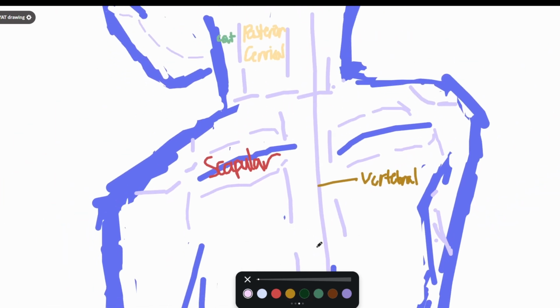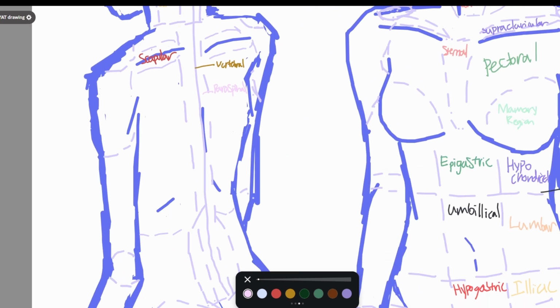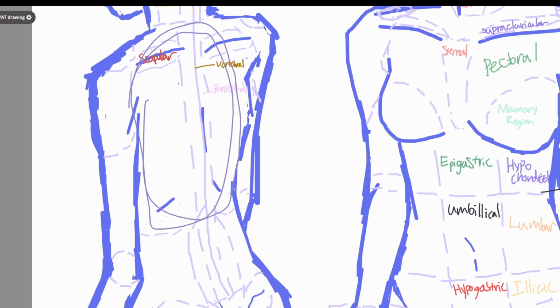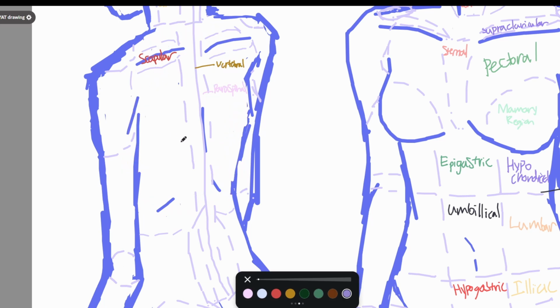And weirdly enough, the area that's up next to the spine, running parallel to the spine, you would call the paraspinal, because it's running parallel to it. And this entire area, let me map it up, the posterior aspect of the torso, mainly this upper region, you would just call the thoracic region.